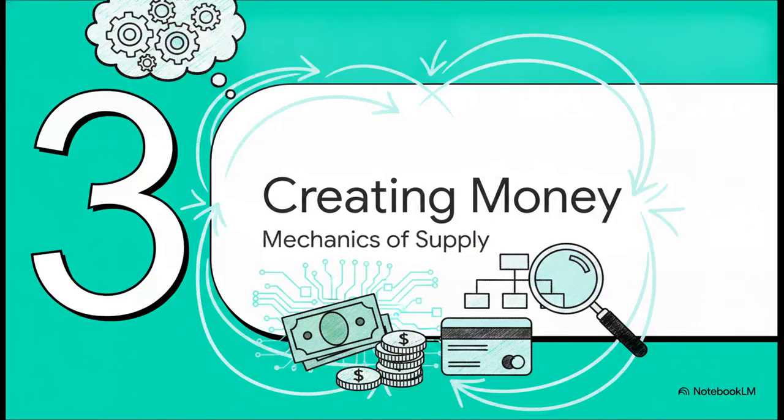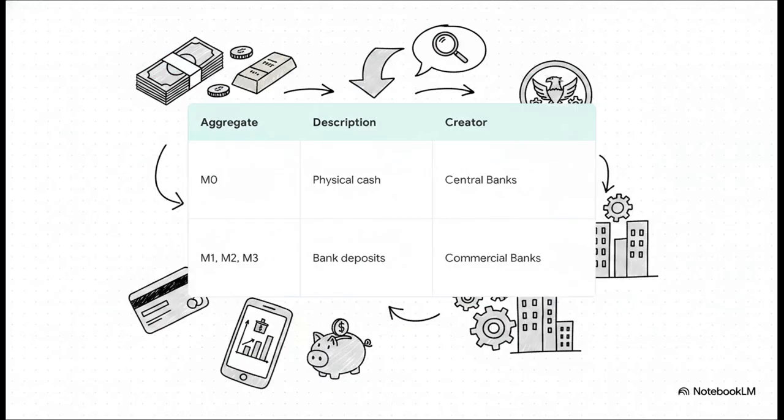Section 3. Creating money from thin air. The mechanics of the money supply. All of that historical context brings us to the most mind-bending part of this whole system. If you break down the liquidity in our financial system, it's fundamentally divided. You have narrow money, or M0, which is the physical cash and central bank deposits created by central banks. But then you have M1, M2, and M3, known as broad money. These are your everyday checking, savings, and institutional deposits.